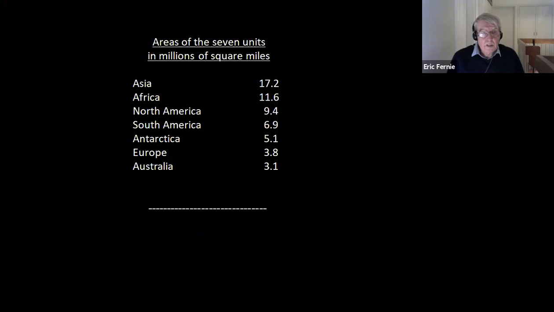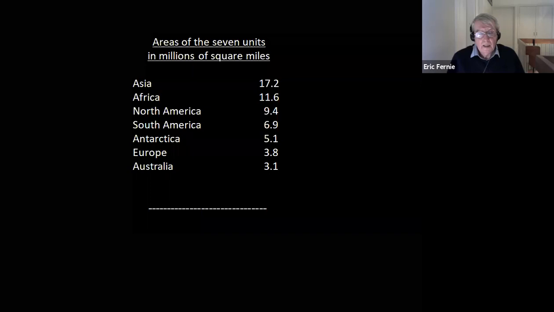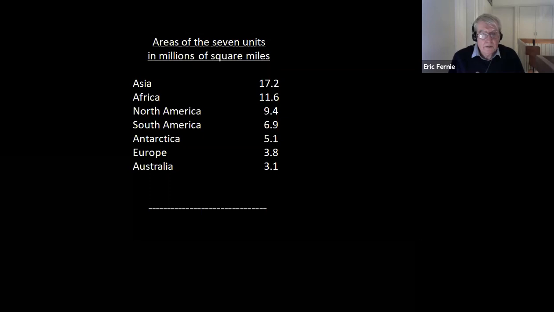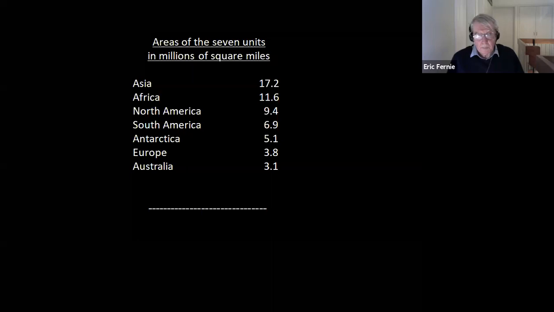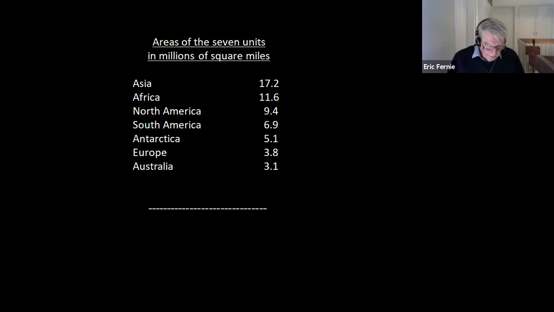And you will see Asia, 17 million, Africa, 11, North America, 9, South America, 6.9, Antarctica, 5. And you have Europe down there with Australia in the 3 million square mile group. Great physical size is not something which separates Europe from the others and enables it to be called a continent. It's no more, and in fact, I see this as a sanitized version of those earlier claims: we can't leave Europe out because it's too important, we can't leave Europe out because it's too big. And of course, it isn't too big. Right, now, having said that, that is the end of the third oddity.